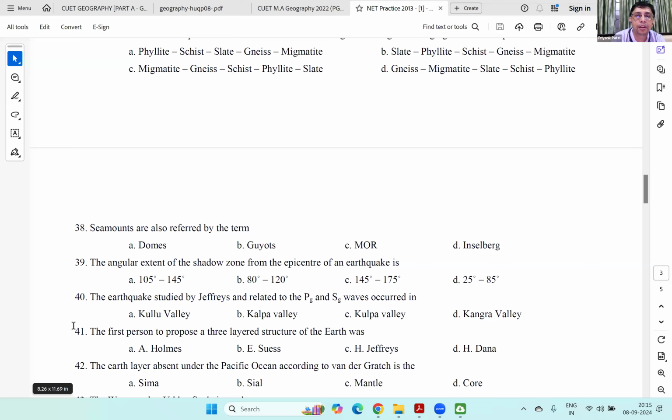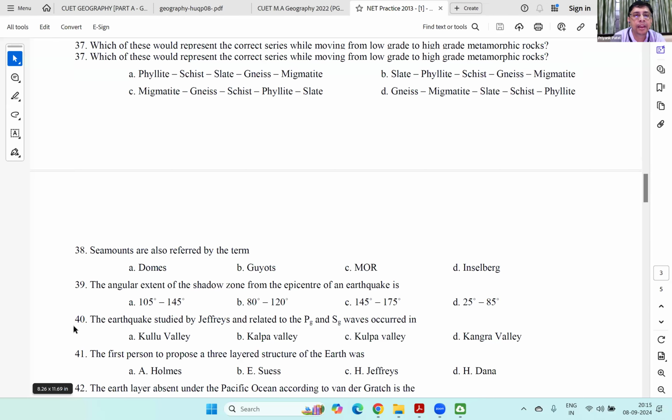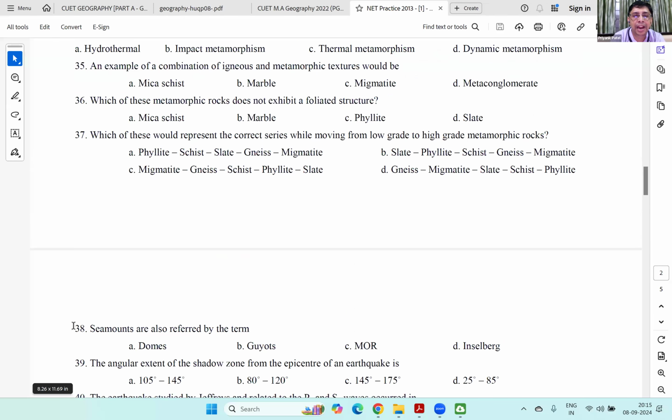Seamounts কে কি বলা হয়? Seamounts are also known as number 38. Seamounts are called what? Guyots, right? Okay, that's an easy one. All right, then the angular extent of the shadow zone of the earthquake is how much?